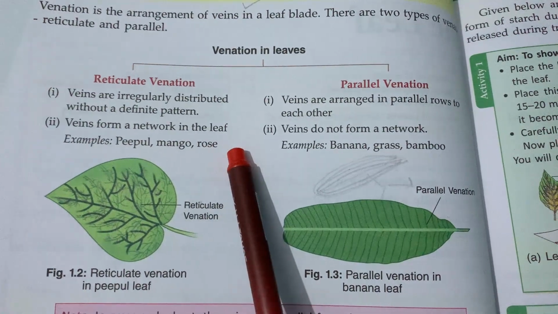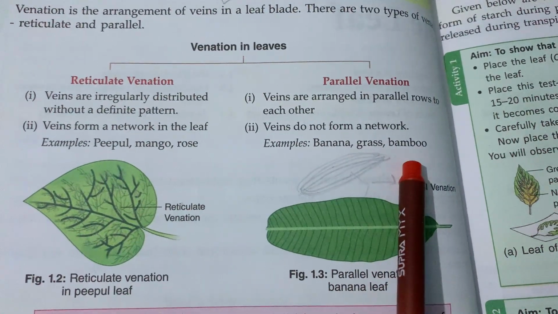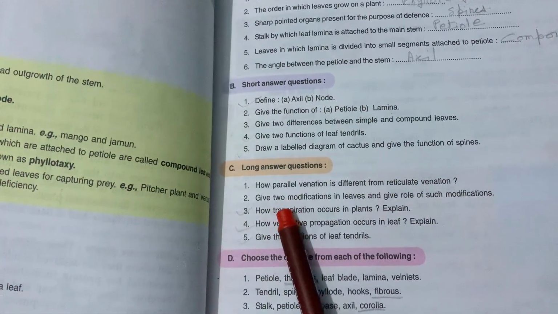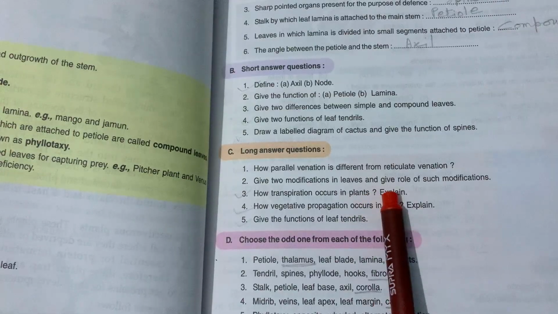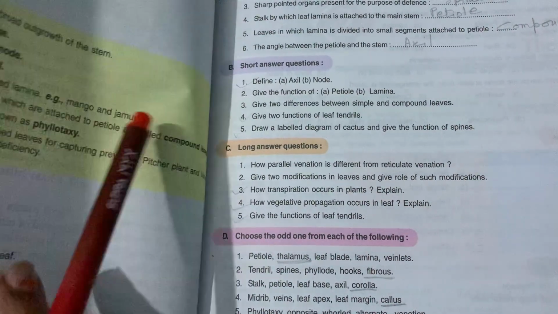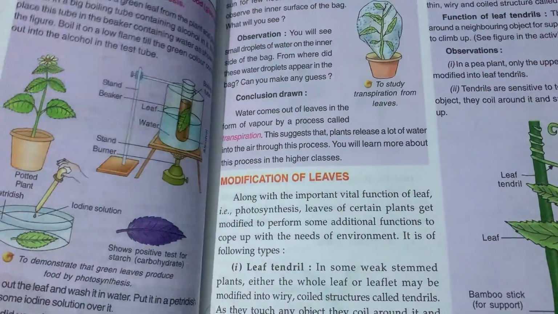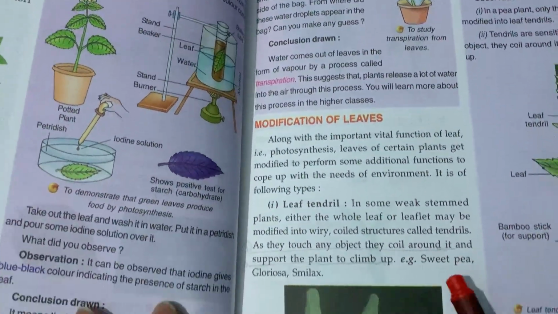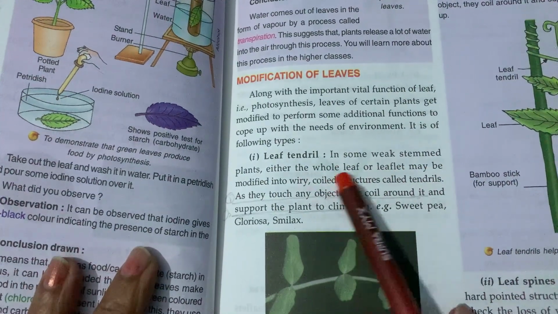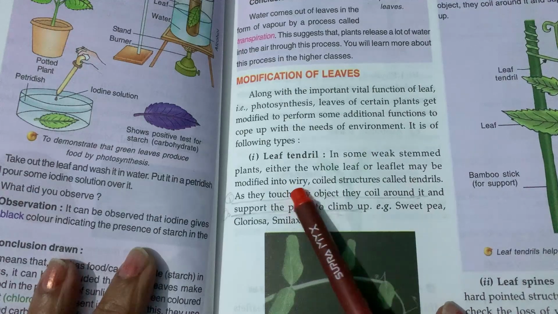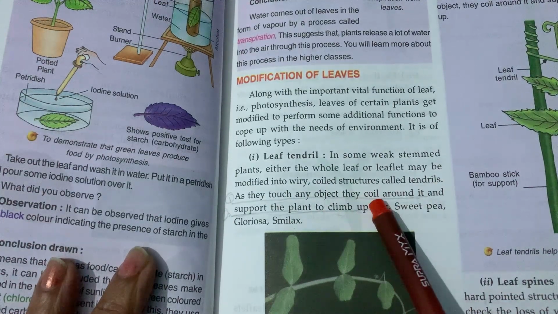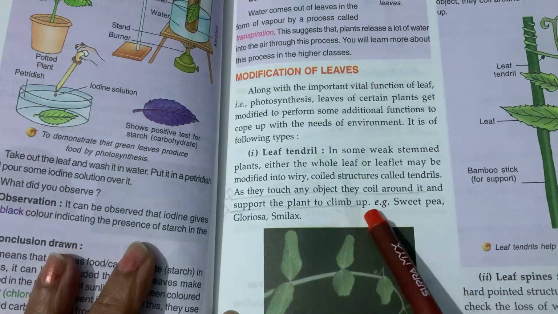Examples of reticulate: mango, rose, you can see. Examples of parallel: banana, grass, bamboo. I hope it is clear to you. Now your next question: give two modifications of leaves and the role of such modification. First is leaf tendril. In weak stem plants, either the whole leaf or a leaflet is modified into a wiry coiled structure called tendrils. As they touch any object, they coil around it and support the plant to climb up.